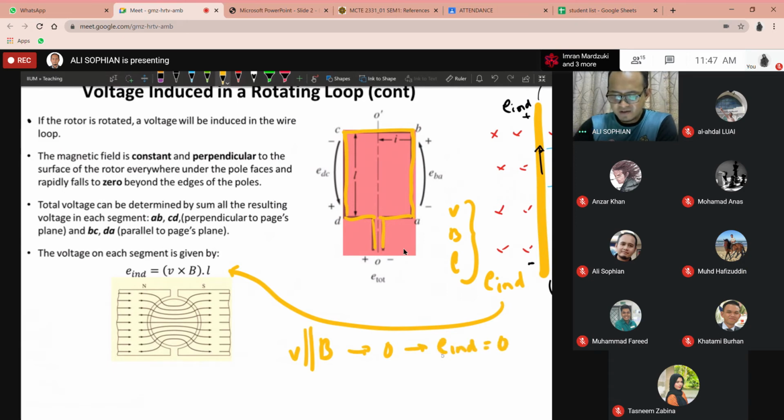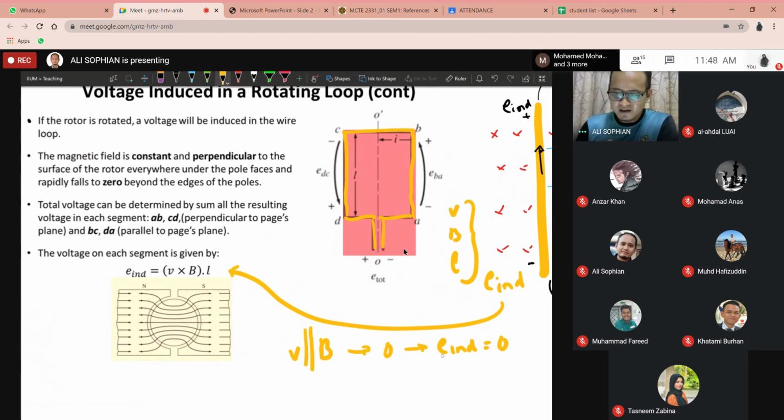So we need to make sure that there is some angle between V and B, yeah? They are not parallel, i.e. the angle is not 0. Also, the vector product of V and B must not be perpendicular to L. If it is perpendicular to L, then also there is no induced voltage.